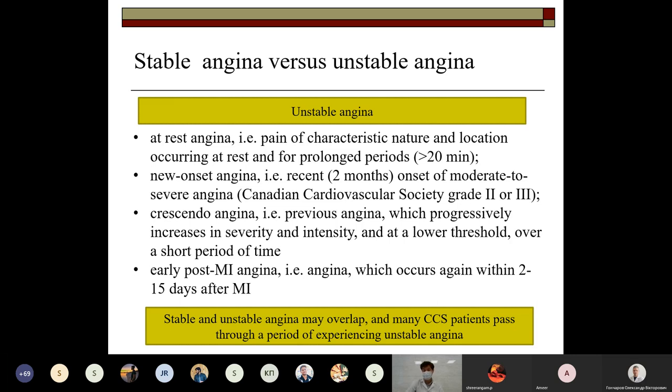What about unstable angina? Angina at rest, new-onset angina, crescendo angina, and early post-MI angina typically correspond to the term unstable angina. And stable angina can appear after previous myocardial infarction. This is an example where stable angina corresponds with the risk of onset of unstable angina. In contrast, a patient with stable angina without crescendo angina may suddenly develop myocardial infarction.